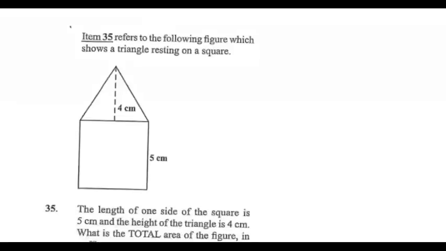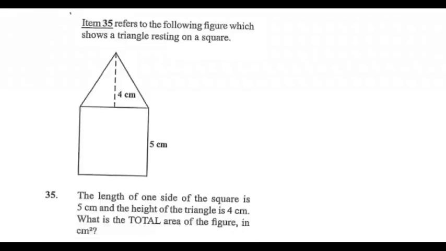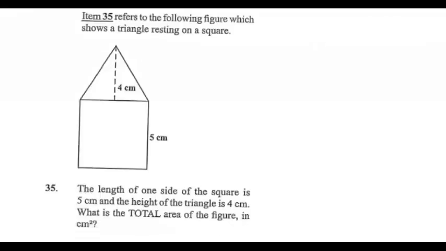35 refers to the following figure, which shows a triangle resting on a square. The length of one side of the square is 5 centimeters and the height of the triangle is 4. What is the total area of the figure in centimeters square? So there are many ways to work this, but what we're going to do is break it down to the base level of what we know. We know the formula for a triangle and the formula for a square in terms of area.